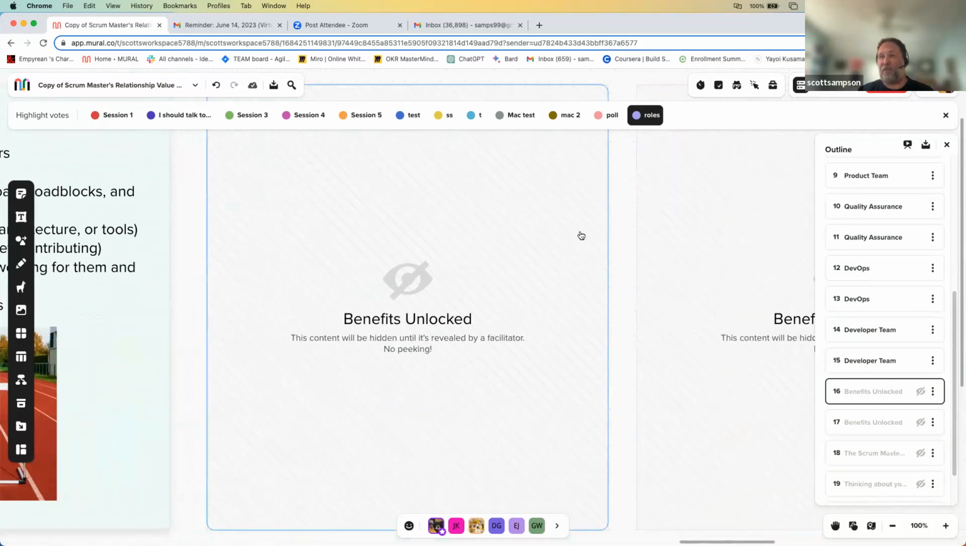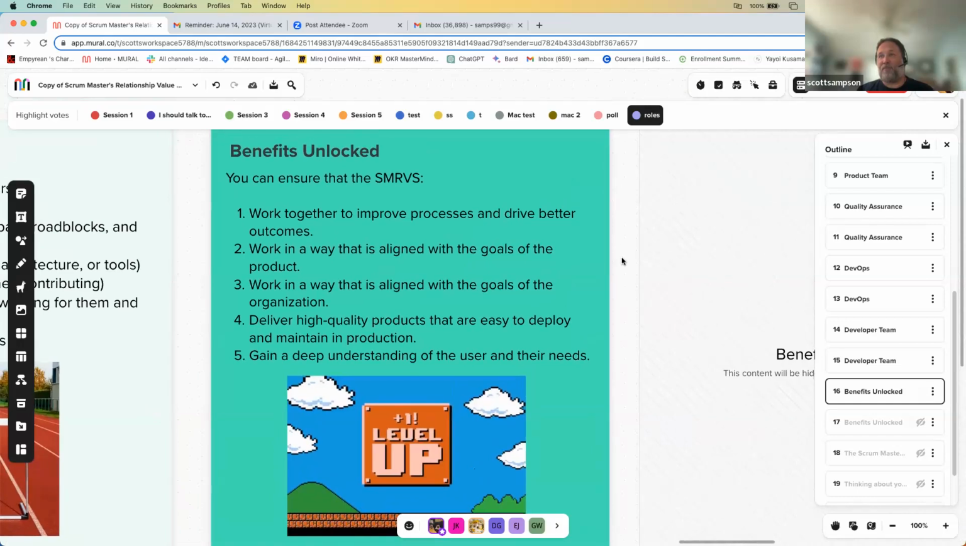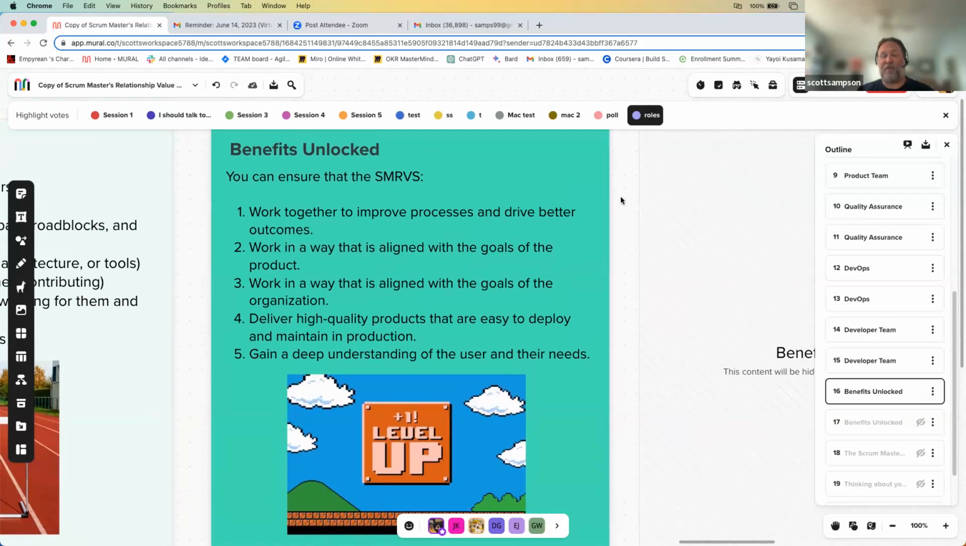All right, so the benefits unlocked by meeting with the SMEs, perhaps on a regular basis, to talk about the particular items for each group. You can be like Mario, right, and level up your role, their role. So by doing so, you can ensure that they work together to improve processes and drive better outcomes and value for the customer.